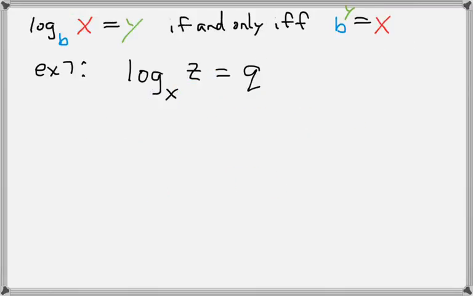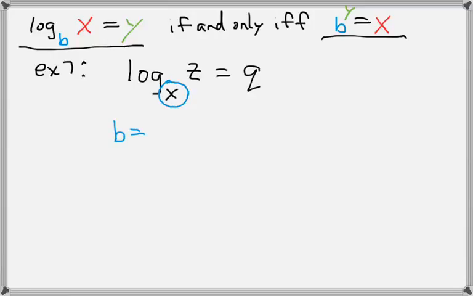Let's look at another example. Now we have nothing but variables. We have no numbers, but the process doesn't change. Log base x of z is equal to q is in logarithmic form currently. We want to convert it to exponential, so we need to identify our three pieces, our blue, our red, and our green. Our blue, or our b, is this guy right here.